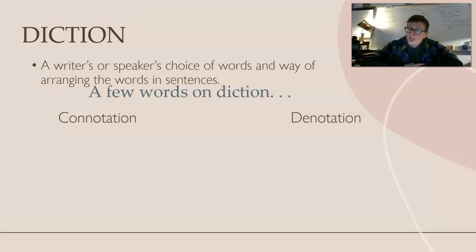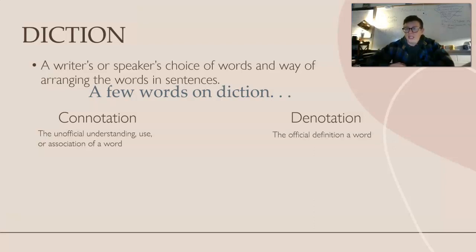But then also we have things like connotation and denotation. Word choice that is motivated by its dictionary definition, or words that are used based upon the common understanding of a word. The connotation is the unofficial understanding, use, or association of a word, while denotation is the official definition of a word. But the official definition isn't always the best way to use a word.